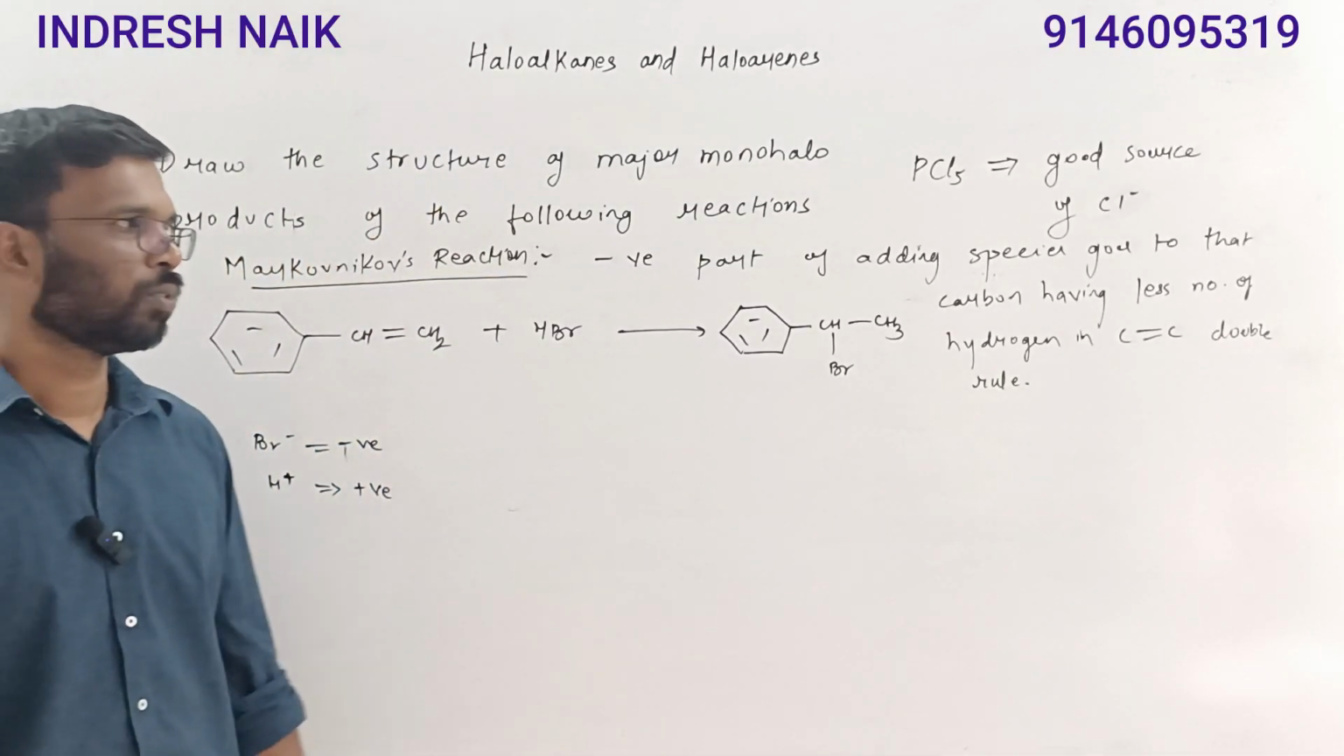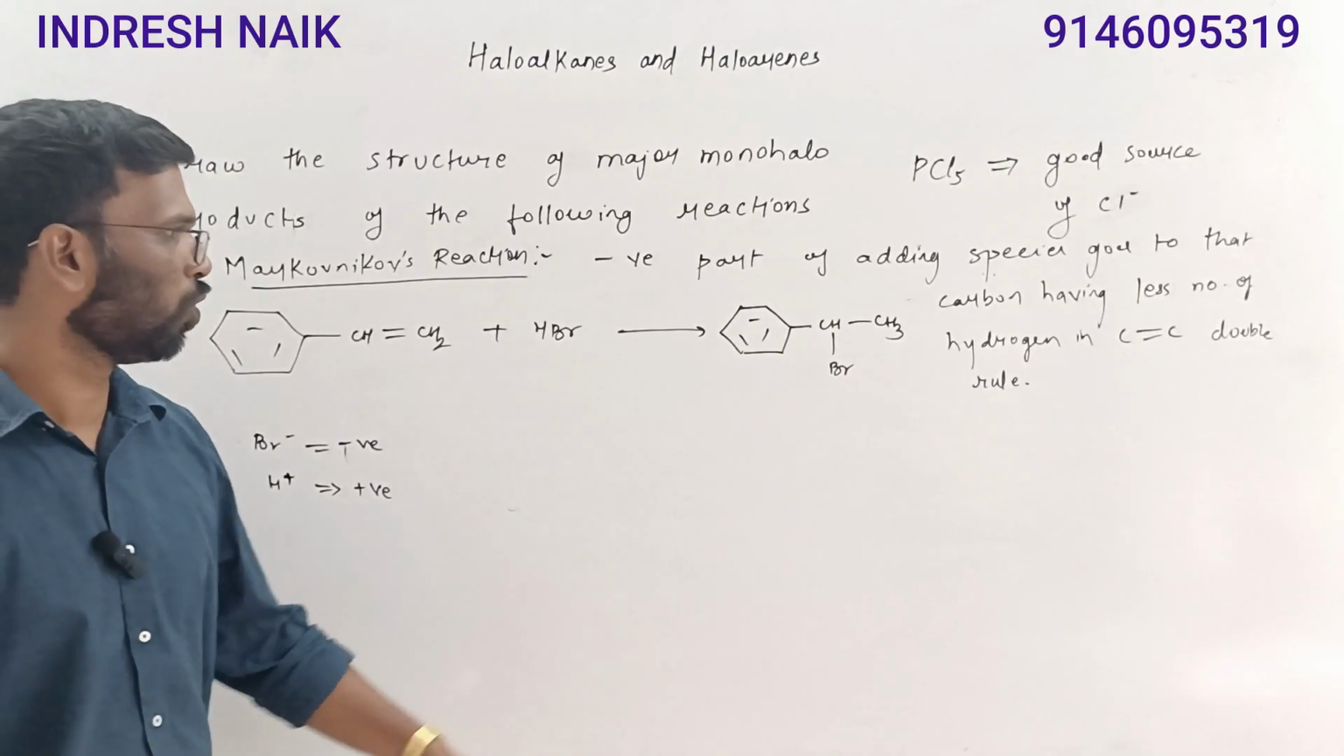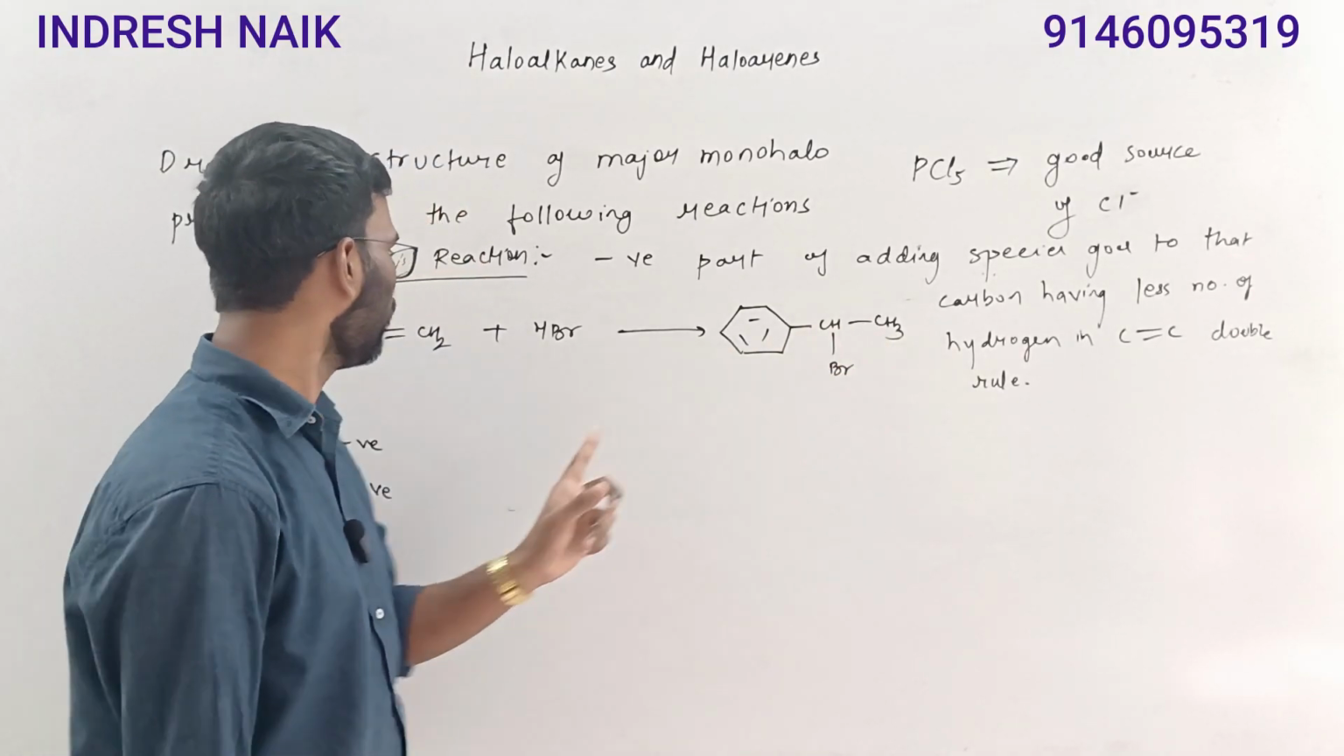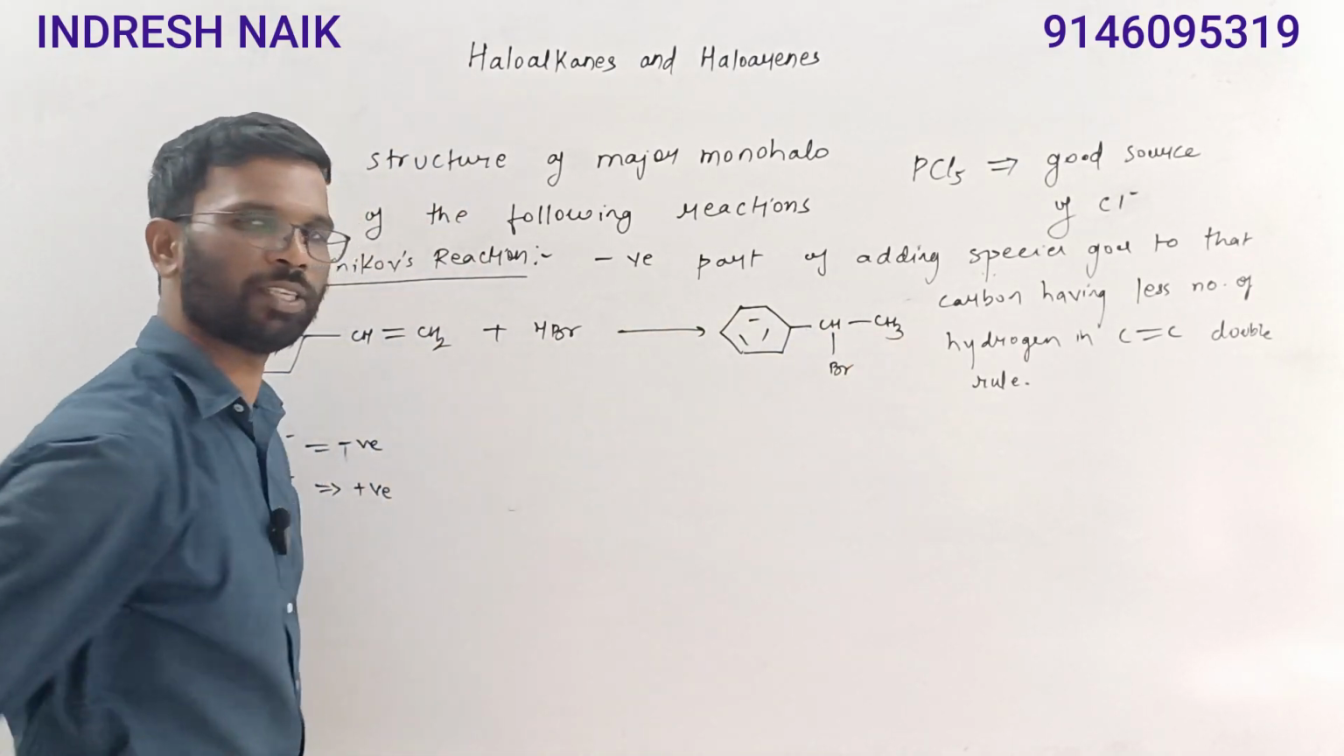Right? So this is according to Markovnikov's rule. I mean, Br gone over here, hydrogen gone over here, so that CH2 is converted to CH3.